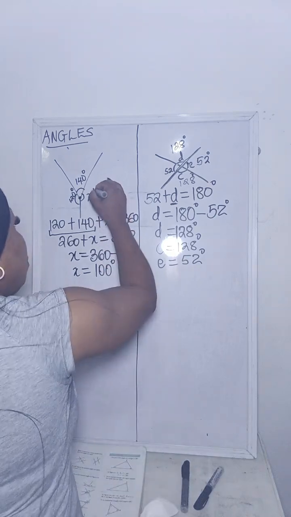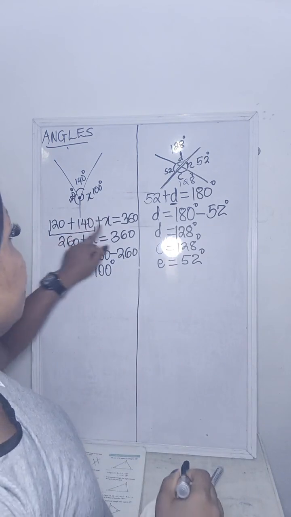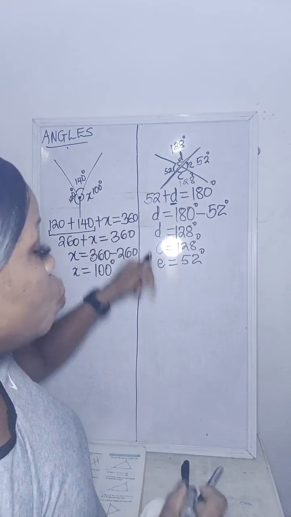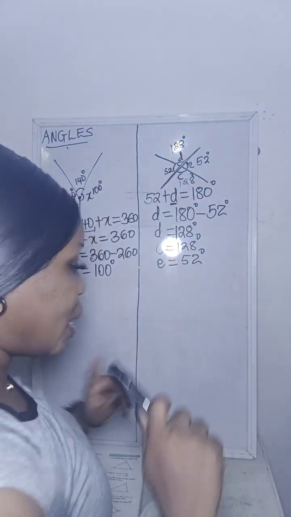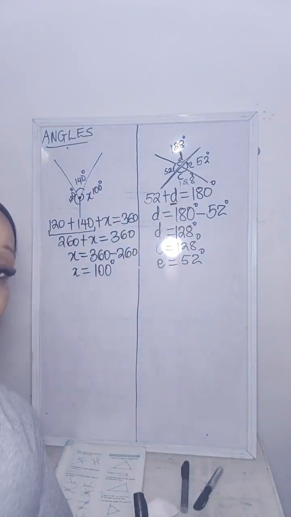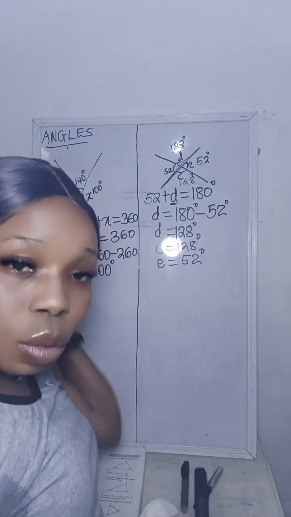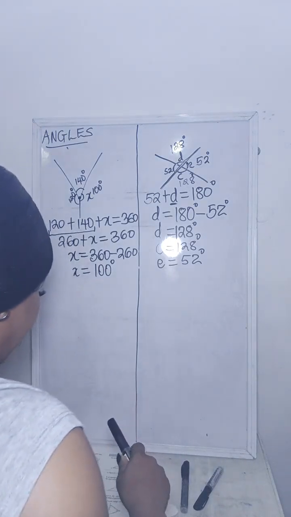If you slot in your values, when you add everything up and include your 100, it will give you 360. If your answer does not give you 360, it means your answer is wrong. So when you've gotten your answer, you need to always check to be sure that your answer is actually correct.